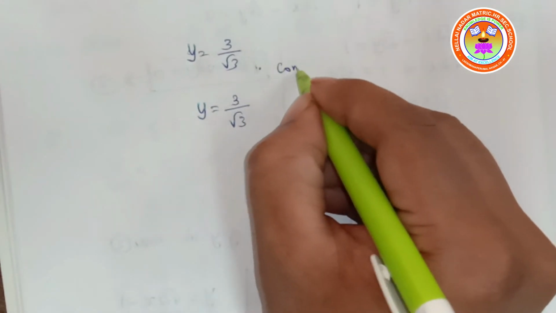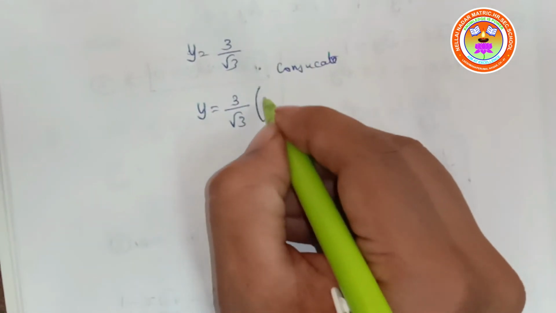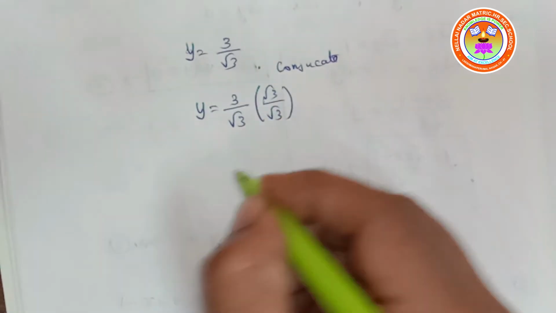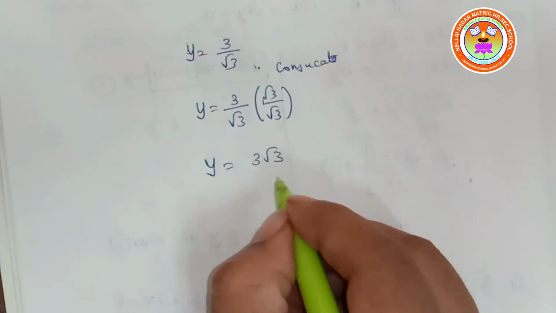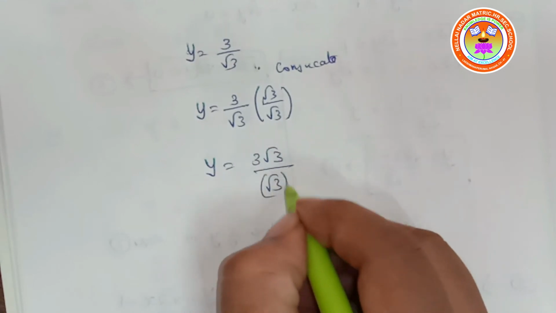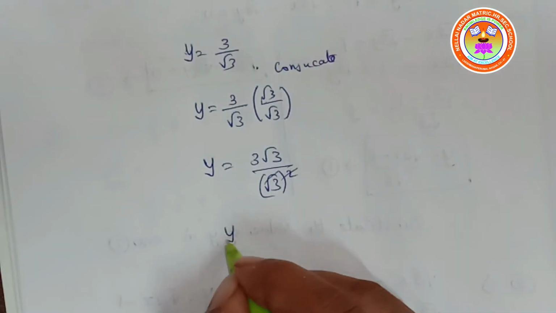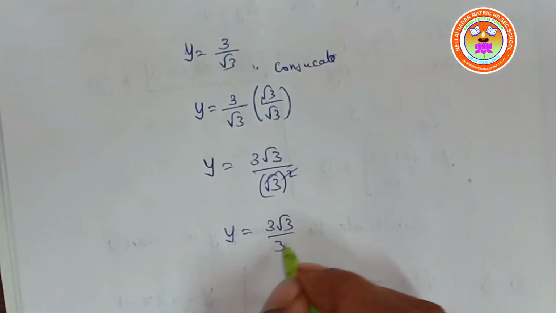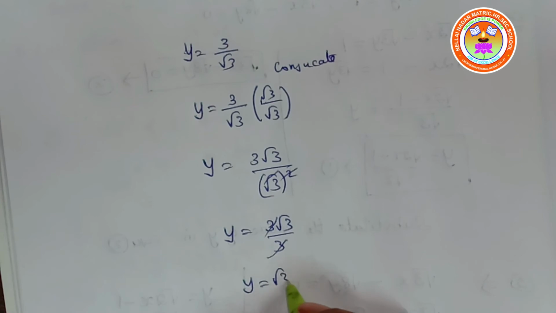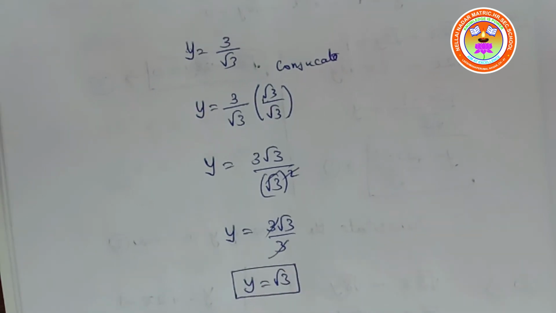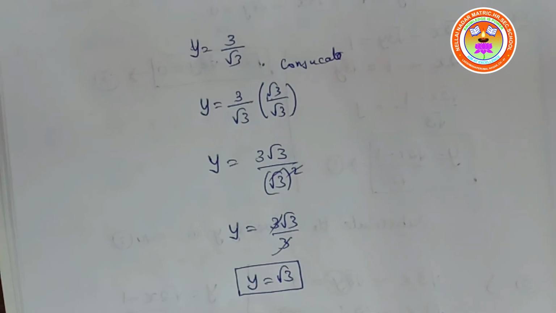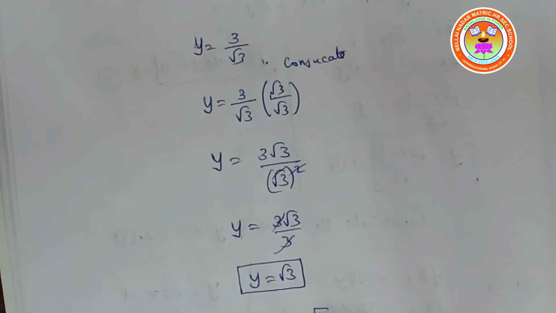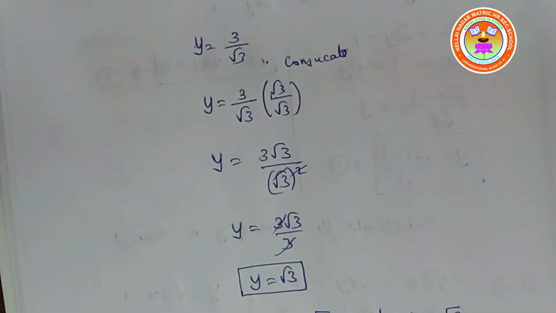Now you are going to take the conjugate, that is root 3 by root 3. Y is equal to 3 into root 3, 3 root 3 divided by root 3 into root 3. Root 3 the whole square, root gets cancelled. Y is equal to 3 root 3 by 3. 3 gets cancelled. Y equal to root 3. It's clear, children? Therefore, the value of x is equal to root 8 and y is equal to root 3. It's clear, children?